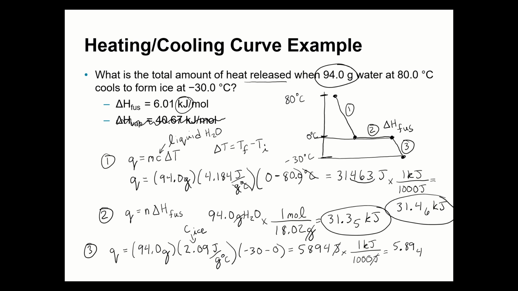Notice how that's significantly smaller than step 1, again, because it's going to take more energy to drop that temperature lower compared to the solid, where we're only dropping the temperature by 30. And you also have a lower specific heat value for ice compared to liquid water. Okay, so that's in kilojoules.